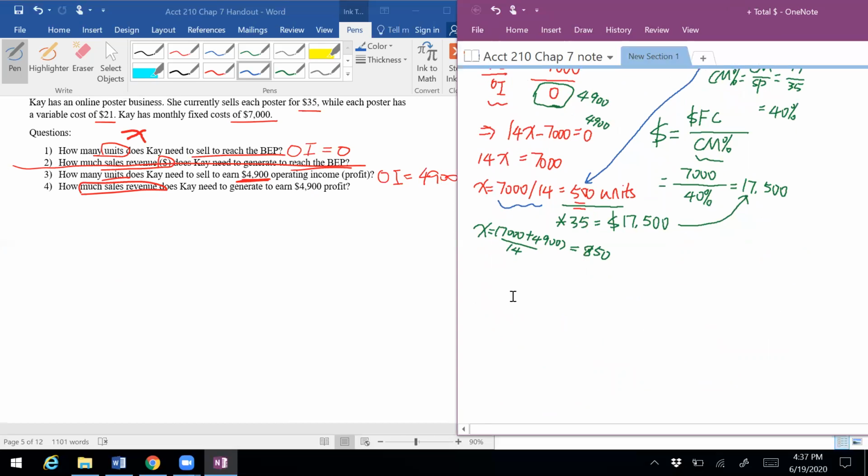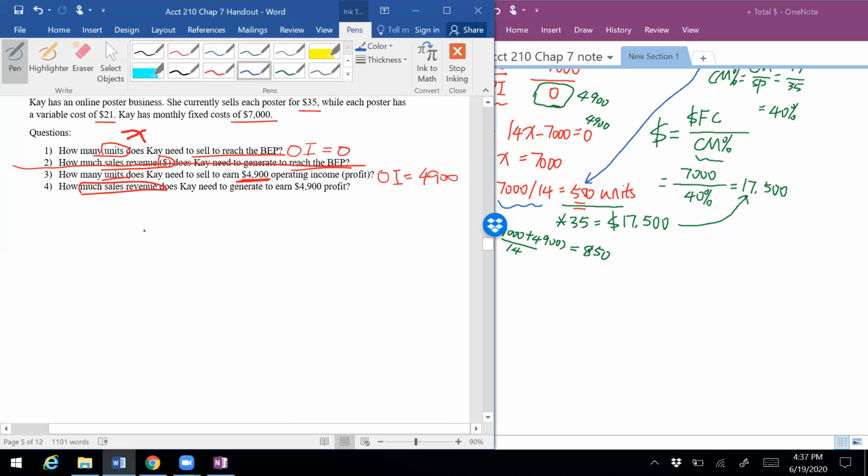Fortunately, yes, we do. So what is the shortcut there? If there is any desired operating income, your denominator is still $14, the contribution margin. The only change is the numerator. The numerator was just the fixed cost. Now the numerator will be fixed cost plus your desired operating income.